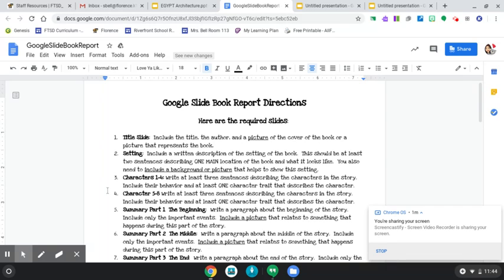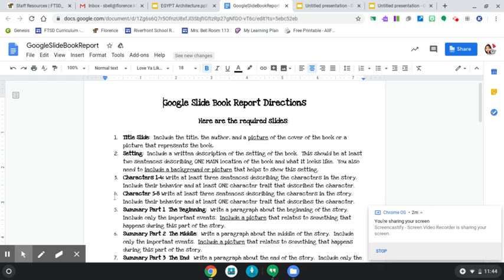Slides 3 and 4 are discussing your 8 characters. So, in Because of Mr. Terupt, there is obviously Mr. Terupt, Jessica, Anna, Danielle, Alexia, Peter, Jeffrey, and Luke. That is 8 characters. So characters 1 through 4. You are writing at least 3 sentences describing the characters in this story. You are including their behavior and at least 1 character trait that describes the character.